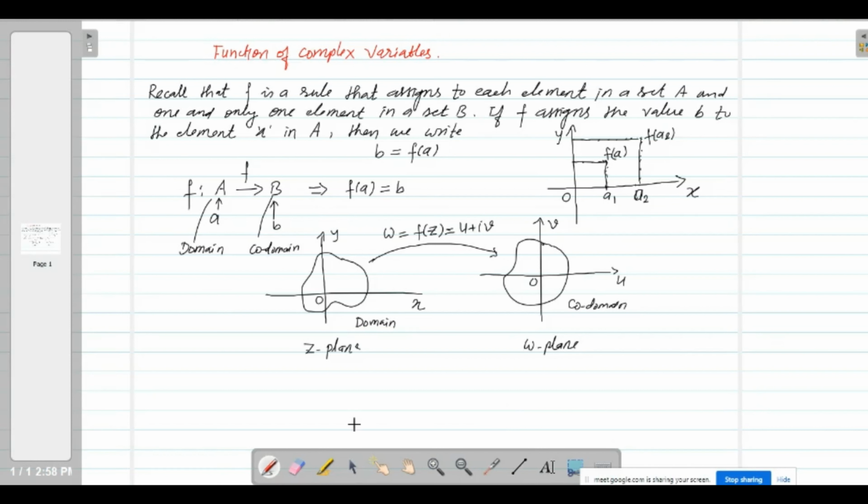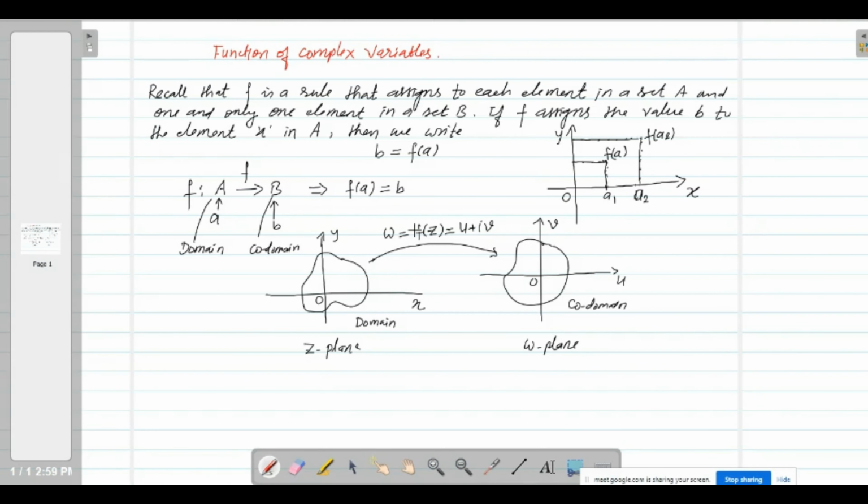So now we can define the function in complex variable. By a rule or set of rules, we can find one or more complex numbers omega for every complex number z in the given domain. Then we can say that omega is a function of z, and it is written as omega equals f of z, or this equals u plus iv, where u and v are functions of x and y.